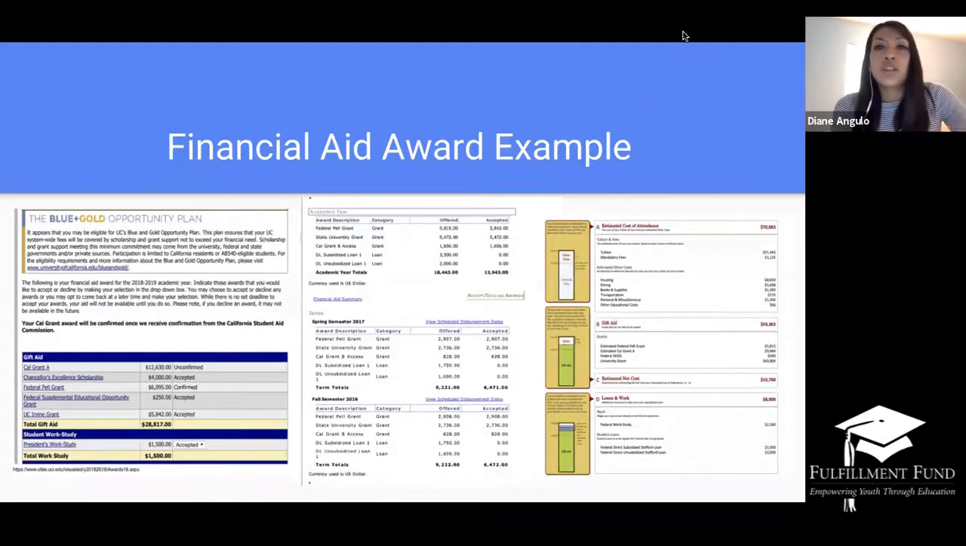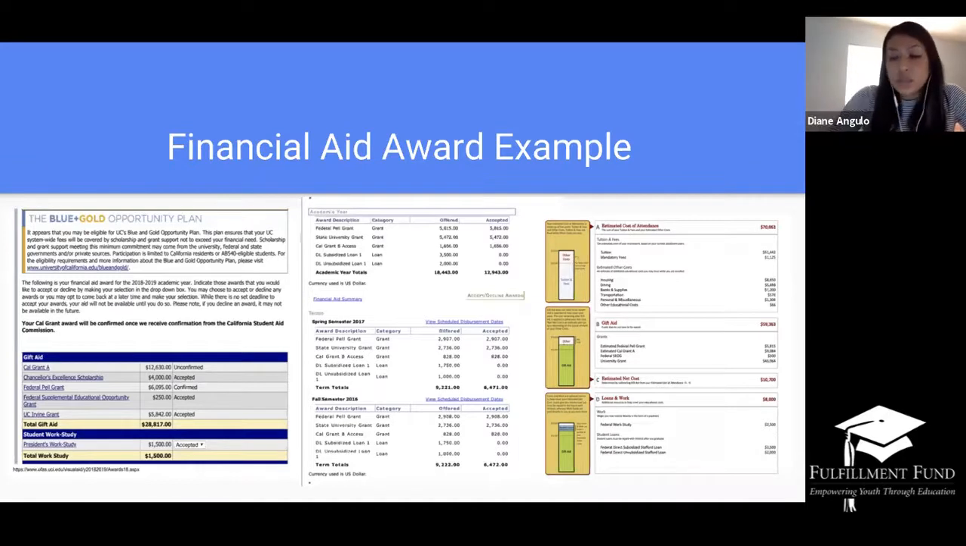Okay. So here's an example of the financial aid award letters. There's 3 different examples. This is a breakdown of some of them. If you look on your left-hand side, this is an example of a UC award letter, so an award letter from the University of California. In the middle is an award letter sample from the Cal States, and on your right side is a sample of what an award letter will look like from a private school.